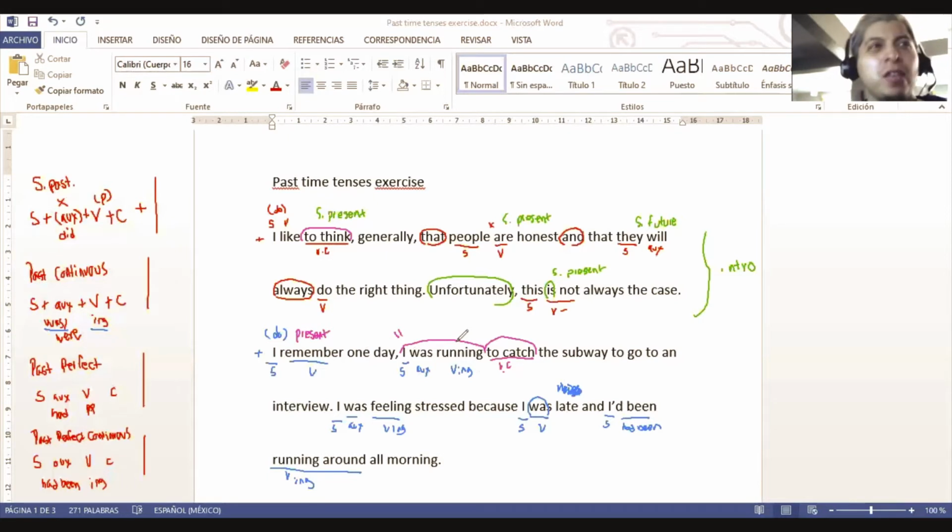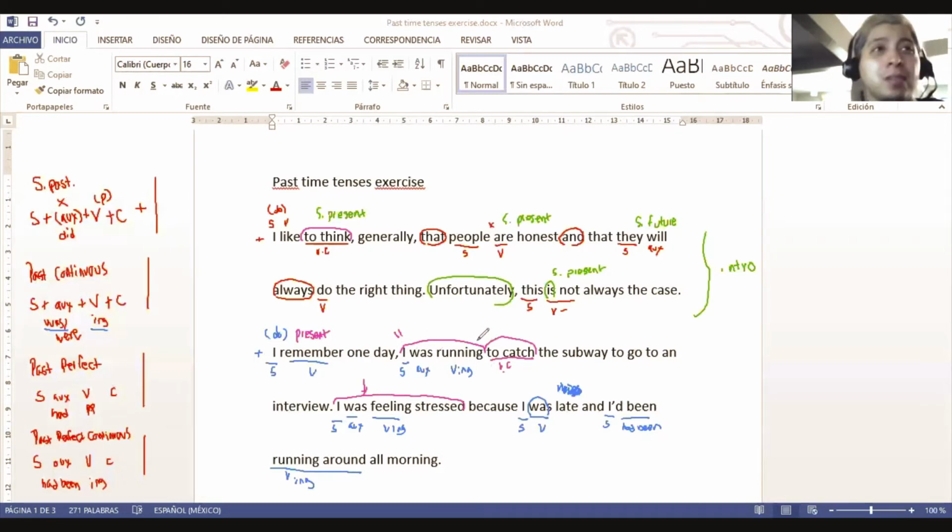Now, you can imagine a person. It's just like setting the stage. Now, you can close your eyes and imagine a person that is running around to catch the subway. This is not the important part, but now you can imagine a subway station, a train station, and you can imagine a person in a hurry trying to run around. So I was running to catch the subway to go to an interview. I was feeling stressed. Again, this is the past continuous. Okay, this is not the main idea. This is another part of the context.